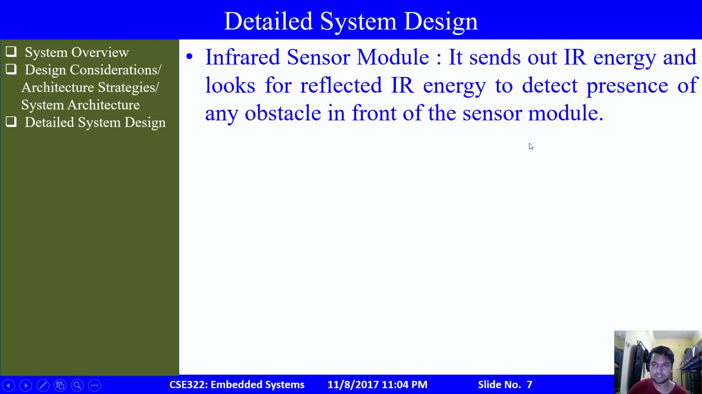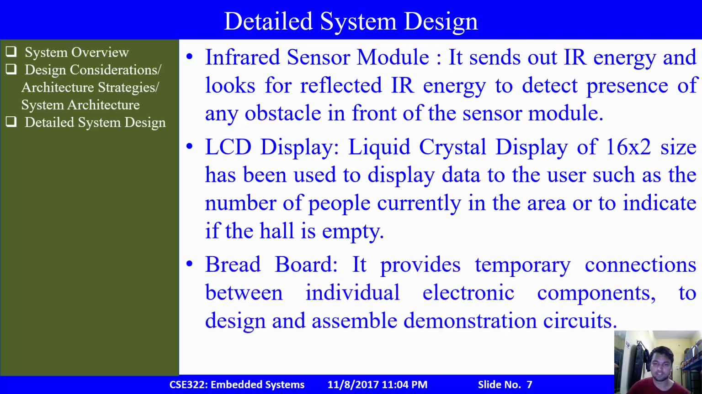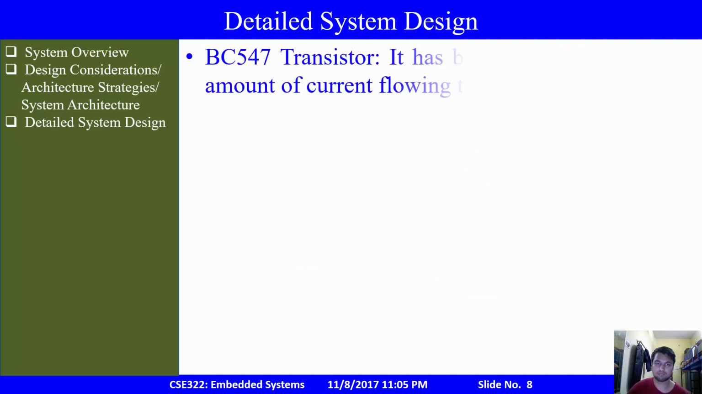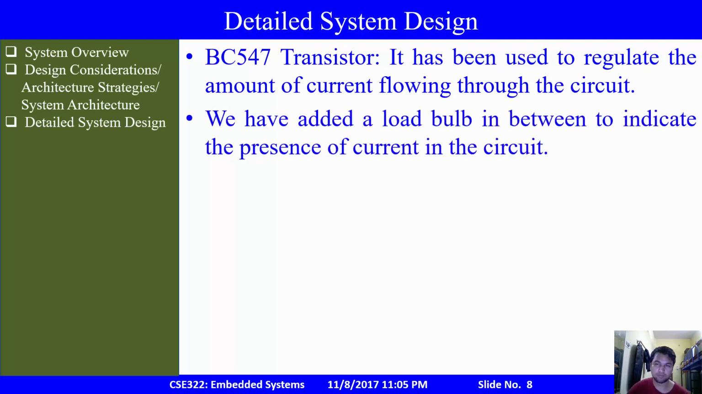The infrared sensor module sends out infrared energy and looks for reflected infrared energy to detect presence of any obstacle in front of the sensor module. The liquid crystal display is of 16x2 size, and it has been used to display data to the user, such as the number of people currently in the area or to indicate if the hall is empty or full. The breadboard provides temporary connections between individual components to design and assemble the circuit. The BC547 transistor has been used to regulate the amount of current flowing through the circuit. We have also added a load bulb to indicate the presence of current in the circuit.